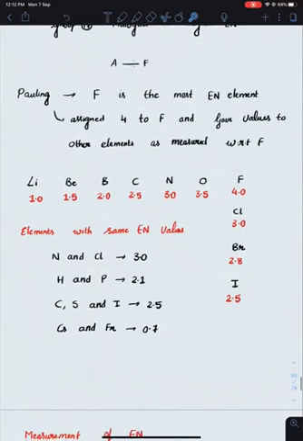Then we have seen Pauling scale values. According to Pauling, we know that fluorine is the most electronegative element, so he fixed its value as 4. Based on fluorine, he has assigned values for all other elements. You need to remember the electronegativity values of these elements, and the elements with the same electronegativity values. You definitely have to remember these.